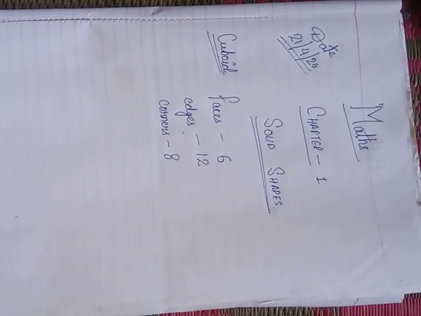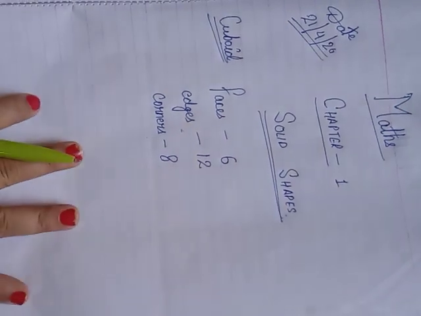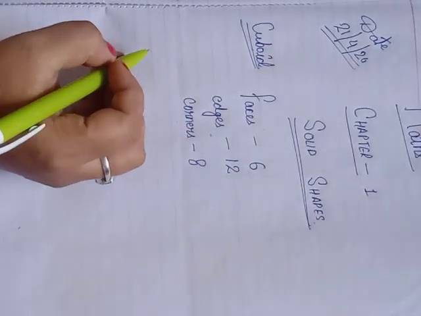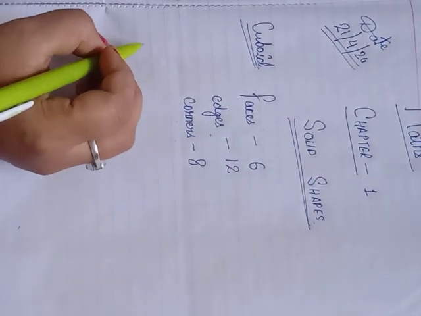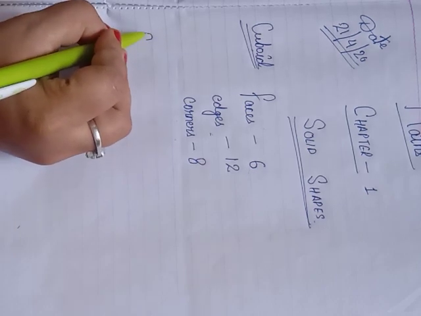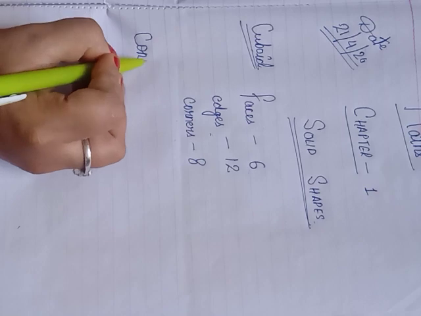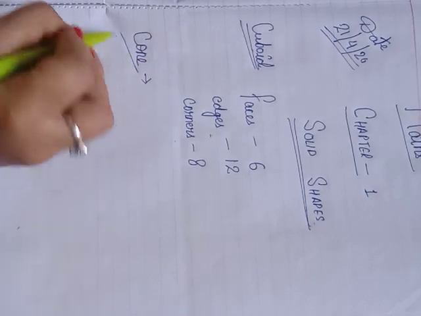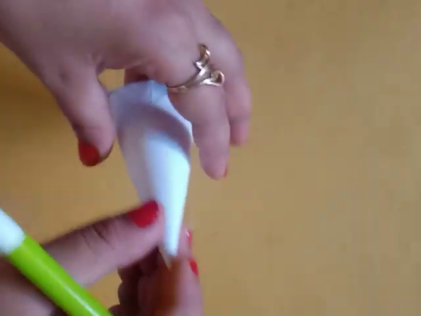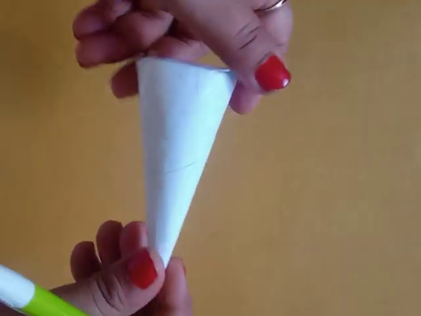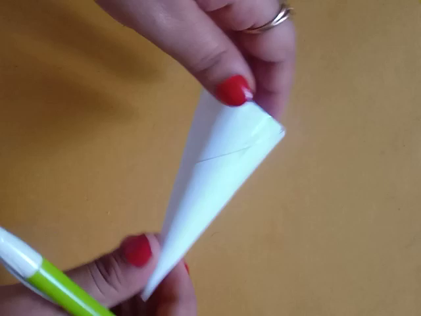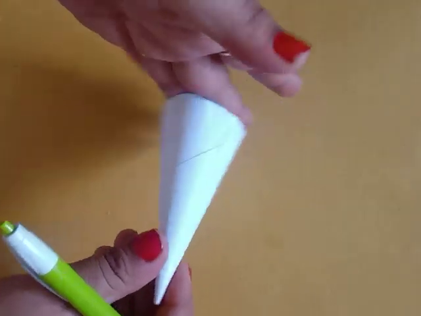Okay, now let's take another shape. The next shape we are taking is a cone. Okay, we will count. What we will count? We will count faces, edges and corners.